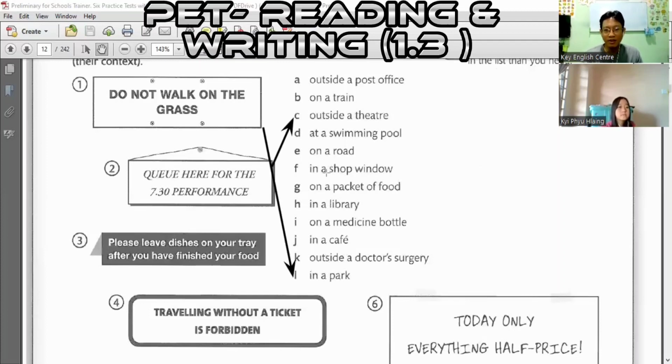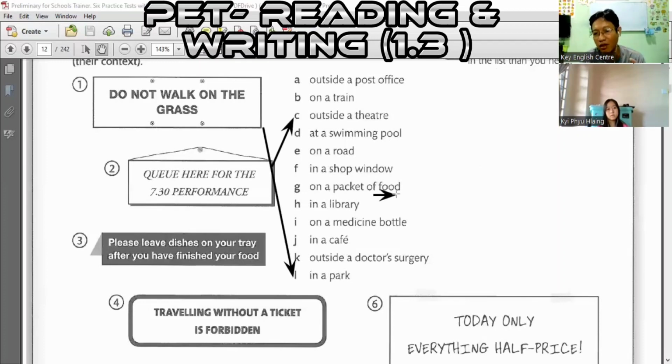On a packet of food, maybe. On a packet of food, leave dishes on your tray after you have finished your food. Maybe a restaurant, or, no, I don't think so, maybe. If we are not sure, we can skip here. This is a possible answer because it's about food.